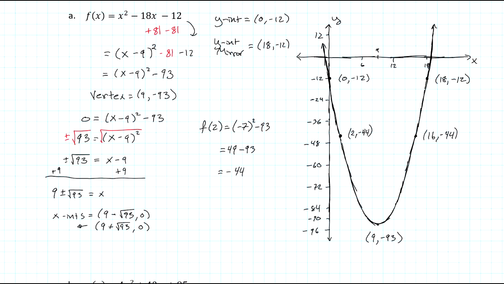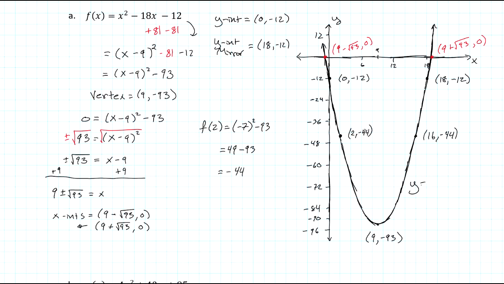And so we can see those x-intercepts now. This first one here is going to be at 9 minus the square root of 93 comma 0. And then the second one out here is at 9 plus the square root of 93 comma 0.